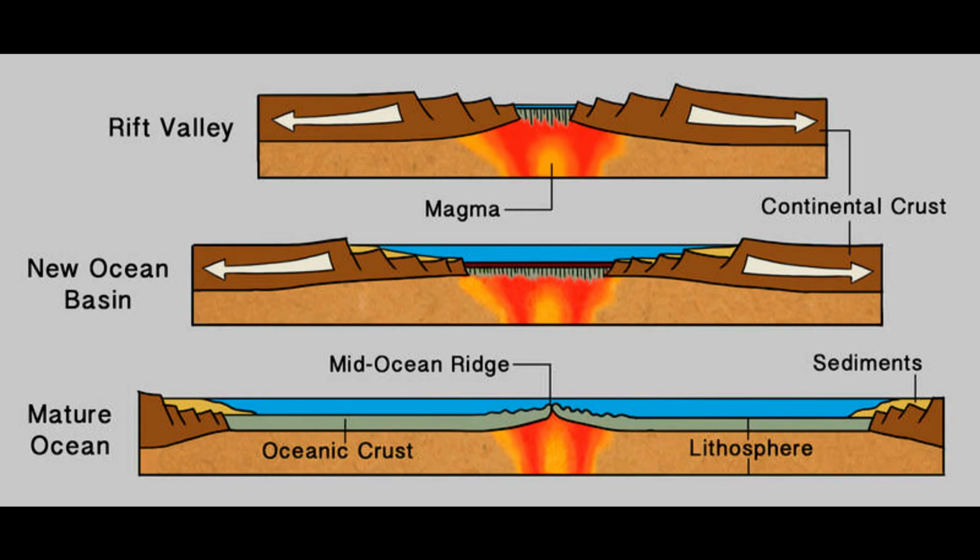There are three types of divergence. Continent-continent divergence or CC. Ocean-continent divergence or OC. Ocean-ocean divergence or OO.